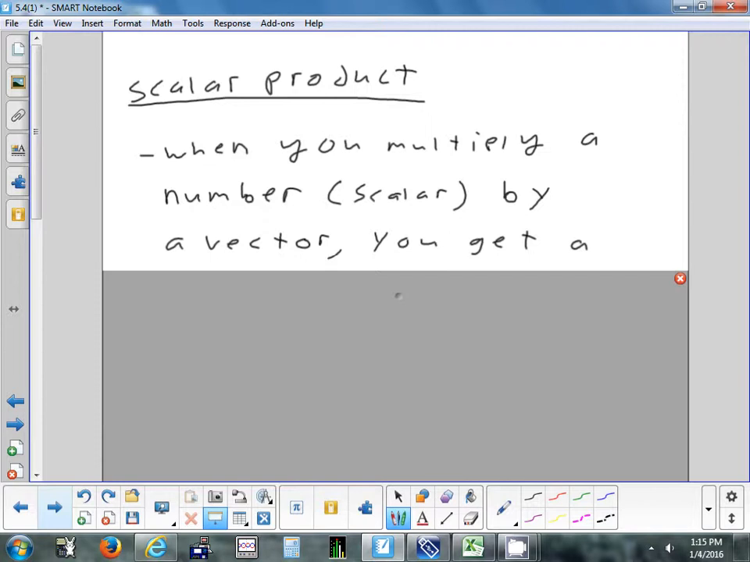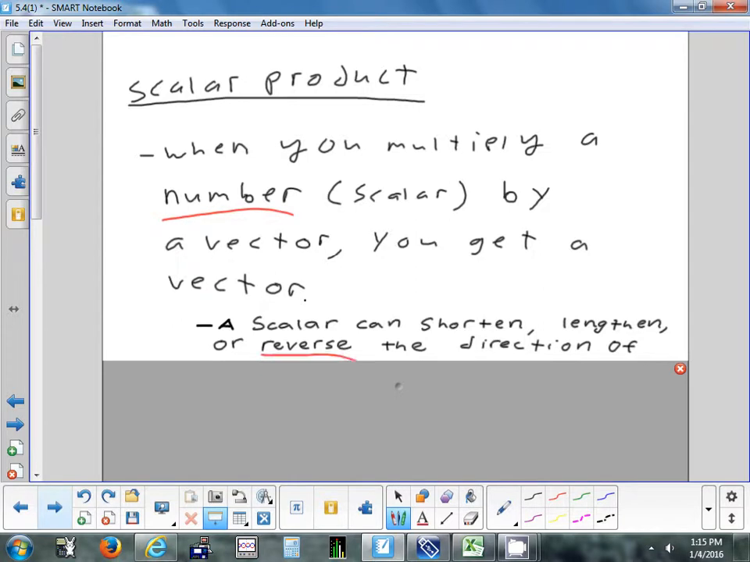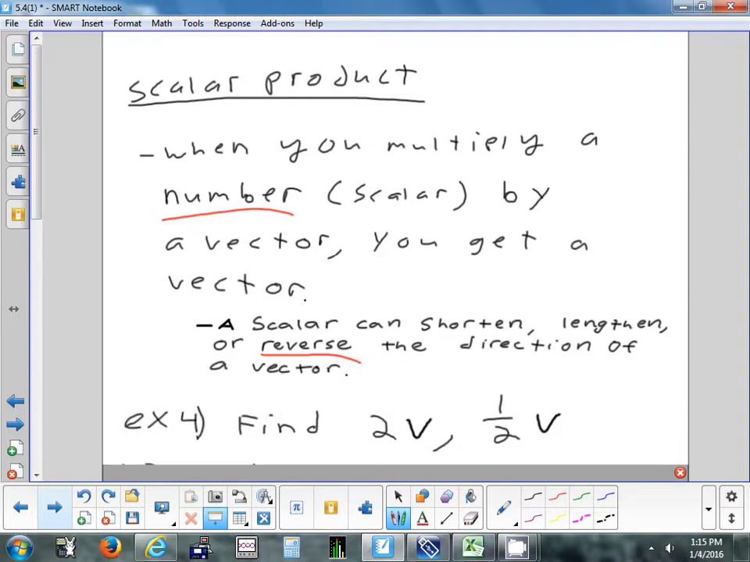If we change the size, what's one thing that could happen? What's one way to change the size? It could get shorter. Yeah, it could get smaller. It could get longer. And it can also reverse the direction. That's the only other thing it can change. What kind of number would you have to use if you're going to reverse the direction? You'd multiply by a negative. If you're multiplying by a positive, the direction doesn't change, just the size.